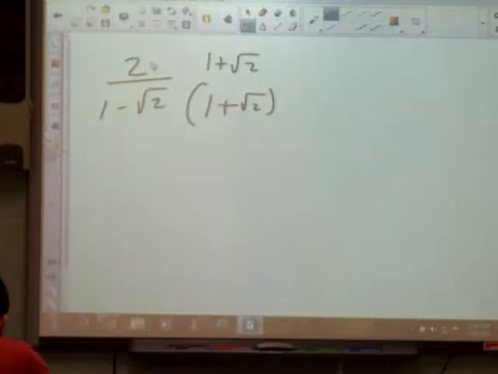On the top, it's easy. You just distribute the 2. 2 times 1 is 2. 2 times the square root of 2 is not square root of 4. Somebody this morning told me that. This 2 is not underneath the square root, so it just stays 2 square root of 2.